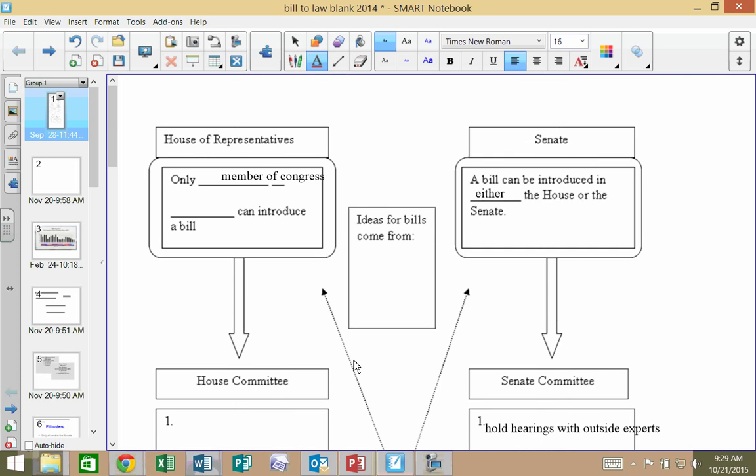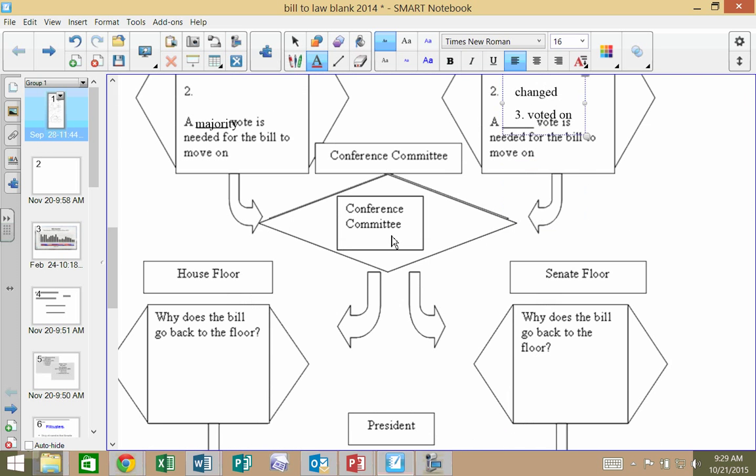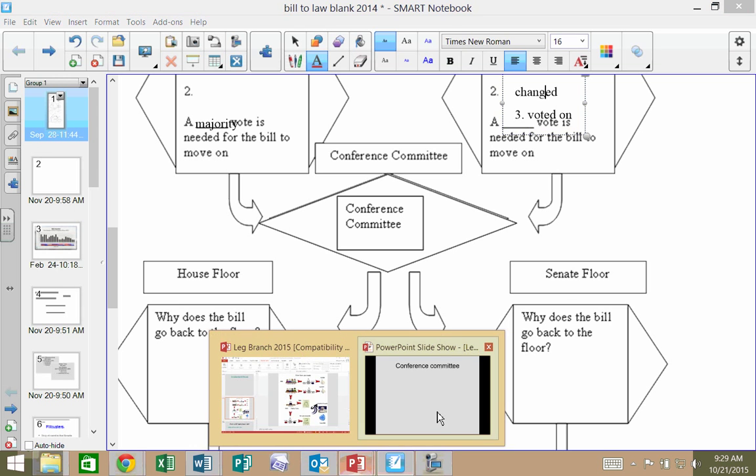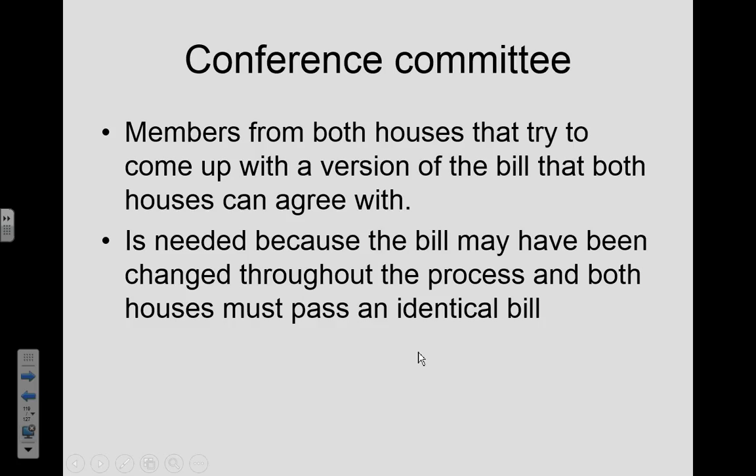After a bill has passed the House and then passed the Senate, it goes to what is referred to as the Conference Committee. The Conference Committee is members of both houses that try to come up with a version of a bill that they think both the House and the Senate can agree with. Sometimes it's referred to as the Compromise Committee. It's needed because the House and the Senate must pass identical versions of a bill. And because a bill has changed along the way, they probably have not passed identical versions.